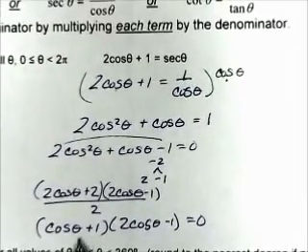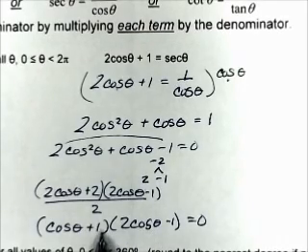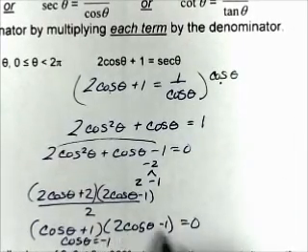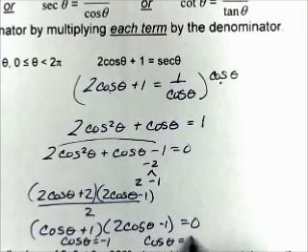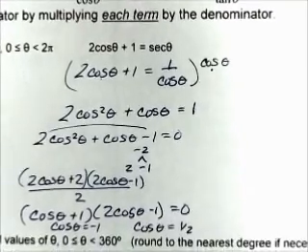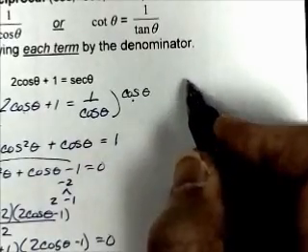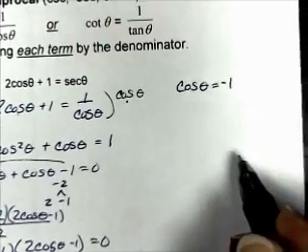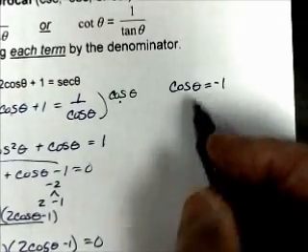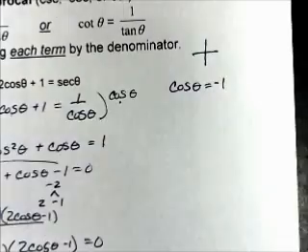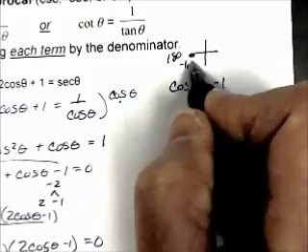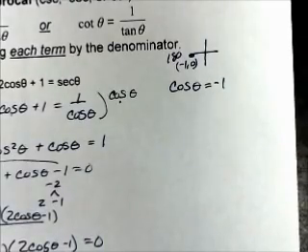Now, setting each equal to 0, skipping that and going right to the values, cosine theta equals negative 1, and cosine theta equals 1/2, adding 1, dividing by 2. Okay, so cosine theta equals negative 1. Again, quadrantal angle. What has a cosine value of negative 1? It's 180 degrees, or pi radians.